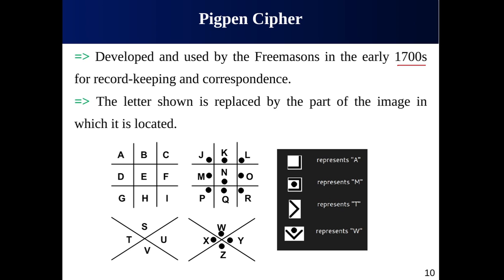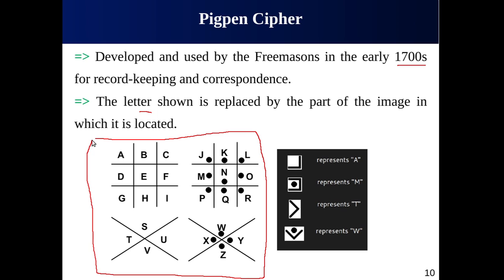Here the technique is a bit different. Instead of replacing the plain text letters with other letters or numbers, we actually replace the letters with symbols. This is interesting. Instead of replacing the letters with other letters, ABC, or with numbers 1, 2, 3, as we just saw, the plain text letters are replaced by symbols. To encrypt a message, each occurrence of a letter is replaced with a designated symbol. We have A, B, C up to Z, and they are represented in different ways, like this. This is the standard used for Pigpen cipher.